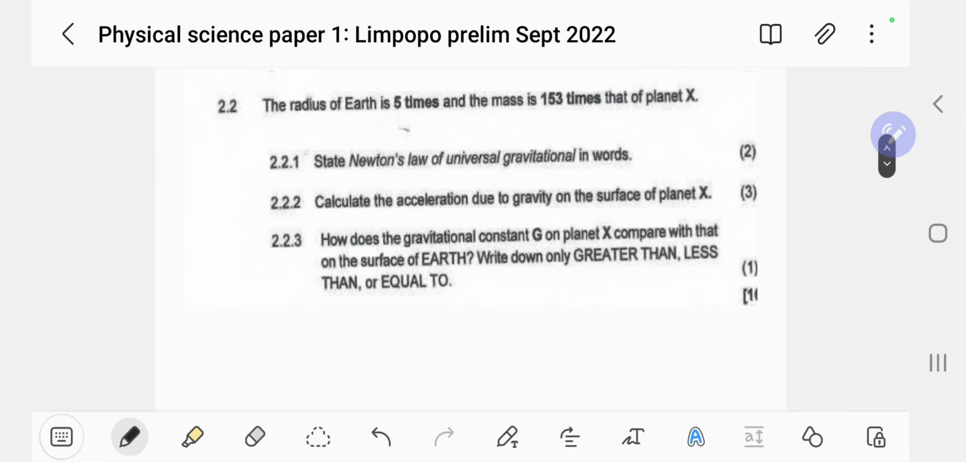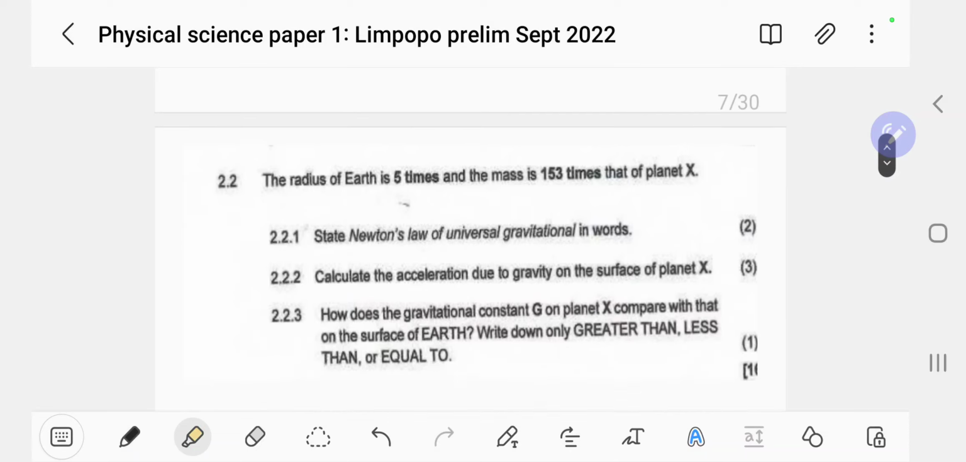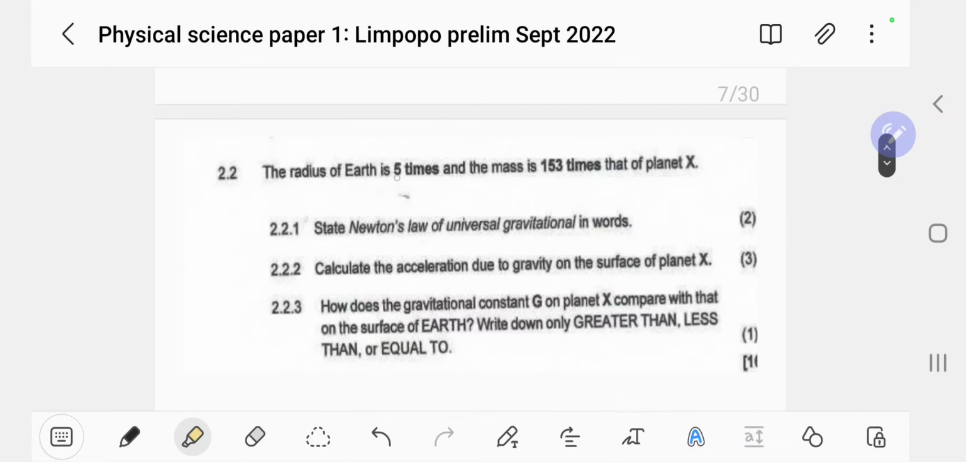Easy 5 marks there. So let's look at the second component of this question. We are told here the radius of the earth is 5 times, and the mass is 153 times that of planet X, meaning planet X is 5 times smaller in radius and 153 times smaller in mass compared to that of the earth.